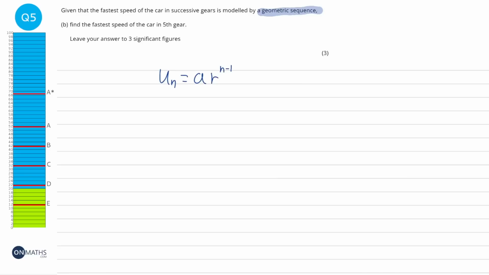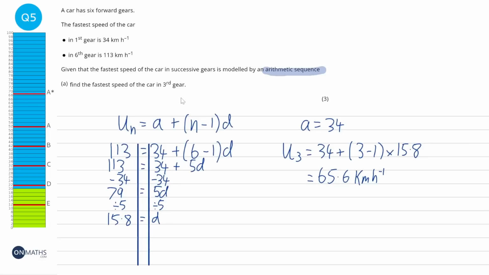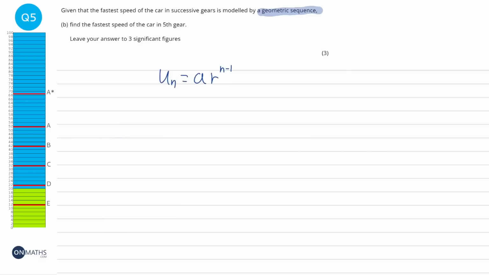Now we've got enough information to find out what r is, because we know, just like we did with the previous question, that the sixth gear will be 113. So we look back, sixth gear is 113. And so it's going to be 113 equals A, which is our first gear, which is 34, r to the power of 5, because it's 6 minus 1. And so we get our lines in again.